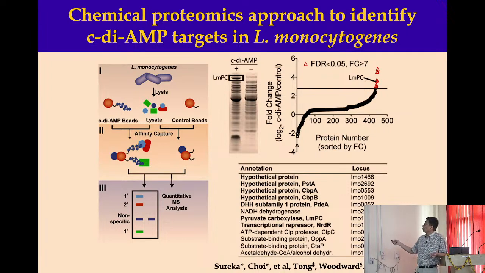It was one of the ones strongly pulled down by the column, by the beads that contain cyclic di-AMP. Because this one has a known function, pyruvate carboxylase, he got drawn to this target. And then he did a literature search, and found out I'm the expert on biotin-dependent enzymes. So he reached out to me and said, okay, can we get the structure of the enzyme bound to cyclic di-AMP? So that's how I started.